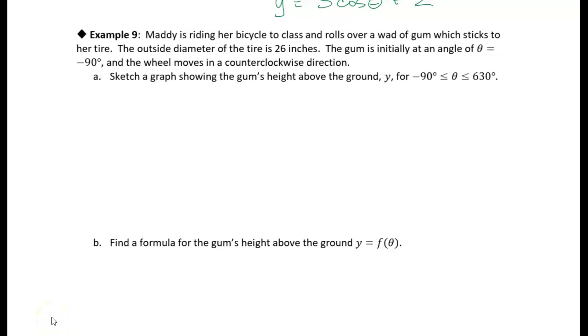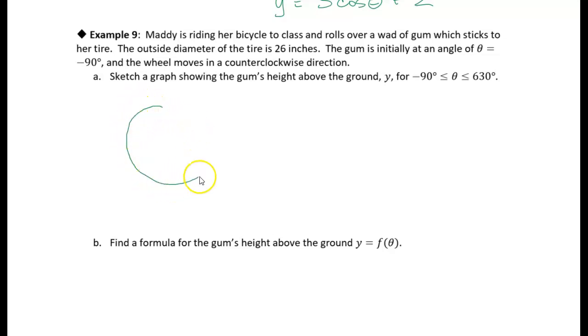All right, in this last example, Maddie is riding her bicycle to class and rolls over a wad of gum which sticks to her tire. The outside diameter of the tire is 26 inches, and the gum is initially at an angle of minus 90 degrees. Okay, so I'm just going to start by drawing.